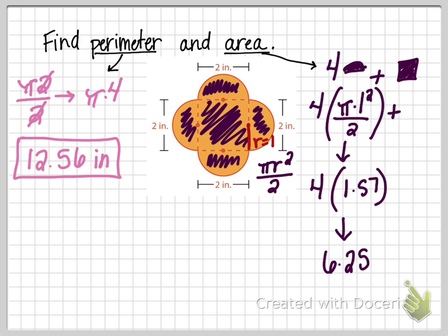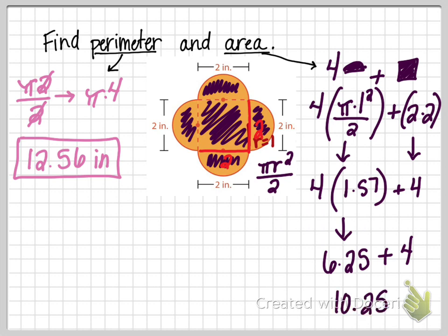We will add that to the area of our square in the center. And so we know that the base and the height of our square is both 2. So we're going to do 2 times 2, which is 4. So we're going to add 6.25 plus 4, which gives us 10.25 inches squared. And that's for the area that this figure takes up.